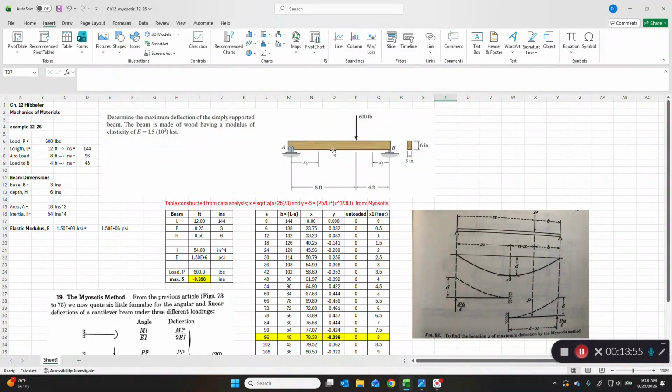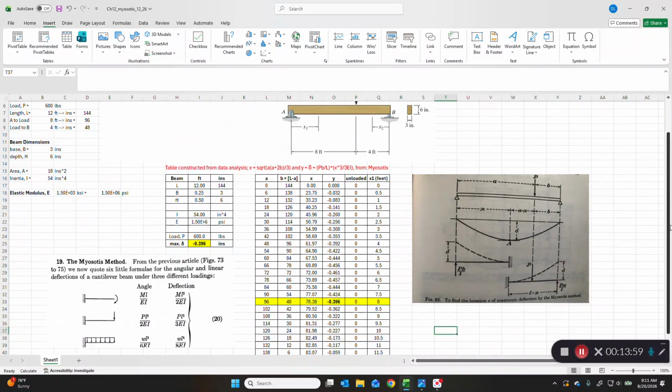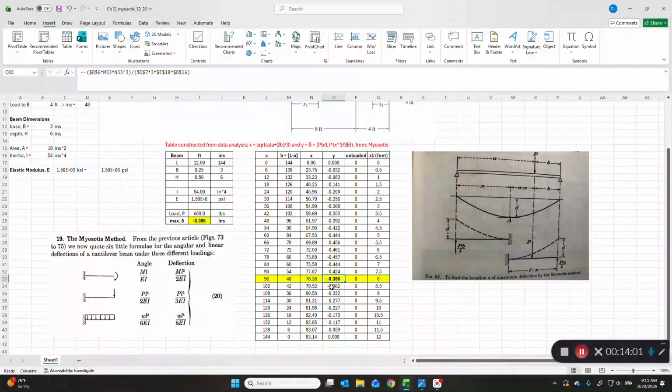Well, P is at 8 feet from the left, and so 8 feet from the left would be here, so the answer is minus 0.396. All right, so that's your maximum deflection, right? And these are all the deflections for different locations. And it just so happens that our load is located here in yellow and not at the center, okay? So that's our maximum deflection under the load using the Myosotis method.